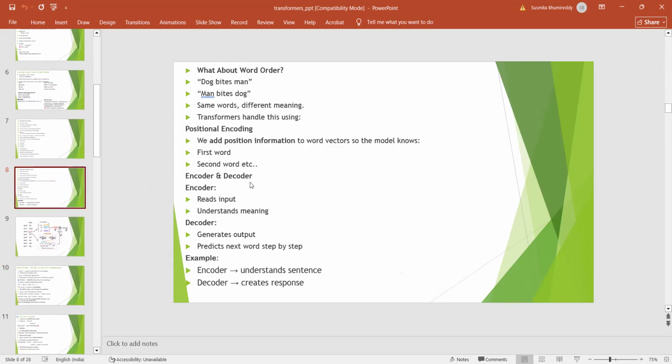Here, encoder and decoder. As I said before, the encoder just reads the input and understands the meaning of the sentence. And then the decoder generates the output, and it will predict the next word step by step. So this is an example: the encoder understands the sentence, and the decoder generates the responses. This is a simple definition for the encoder and decoder.